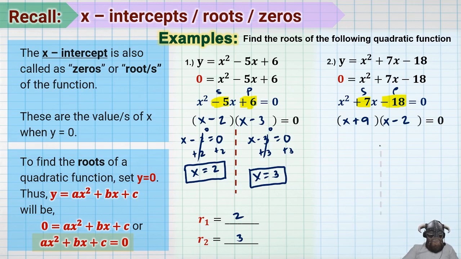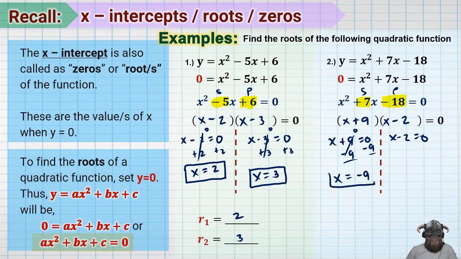Then, to get the roots, all we need to do is to have these two equations separating x plus 9 equal to 0 and x minus 2 is equal to 0. Ito yung tinatawag natin na zero product property if you still remember. So, by that, on this side, we can subtract 9 for both sides. So, this one will become 0. Therefore, x here will be equal to negative 9.